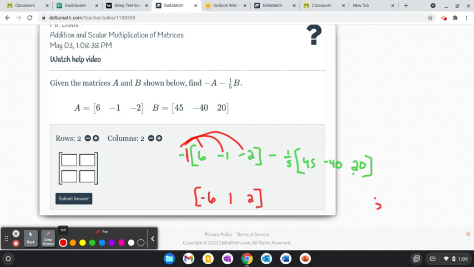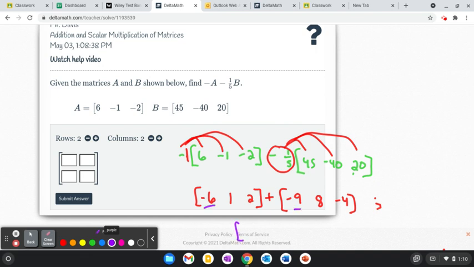And this time maybe I'll switch it up. I'm going to go ahead and distribute this whole thing, negative 1/5 times all of these. So I'm going to write a plus since I'm going to take the negative inside of there. So negative 1/5 times 45 would be negative 9. Negative 1/5 times negative 40 would be positive 8. And negative 1/5 times 20 would be negative 4. So then I've just got to add them together. It may make it easier for some of you if you distribute that negative, then you're just adding. So then we match them up. Negative 6 and negative 9 is negative 15. Add them together. 1 and 8 is 9, and 2 and negative 4 is negative 2.